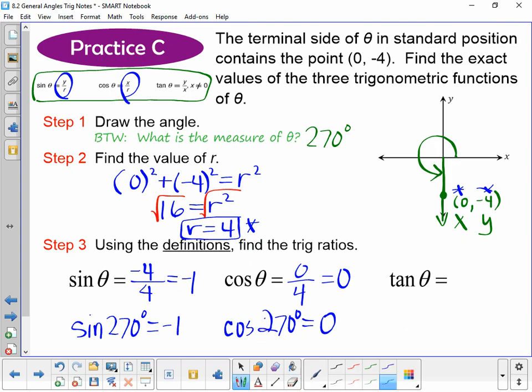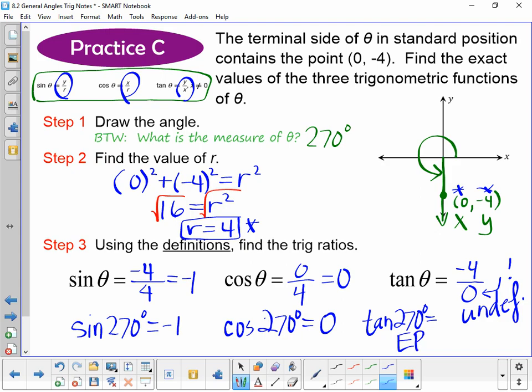And finally, the tangent, our definition tells us that's going to be the y over the x. So if we put the y over the x, we cannot divide by 0. So this one is undefined. And in fact, if you put that into your calculator, the tangent of 270 degrees, it is in fact an error because it is not defined.